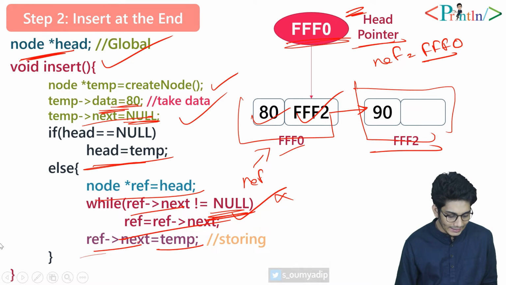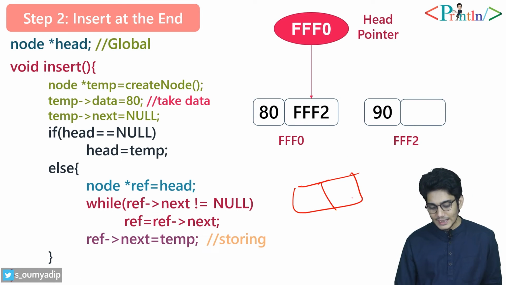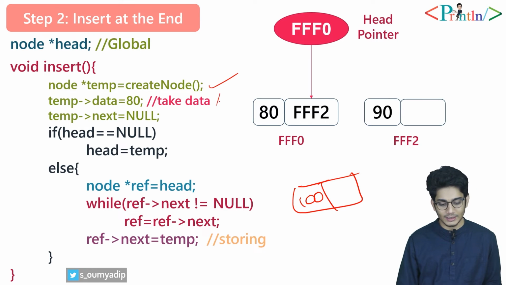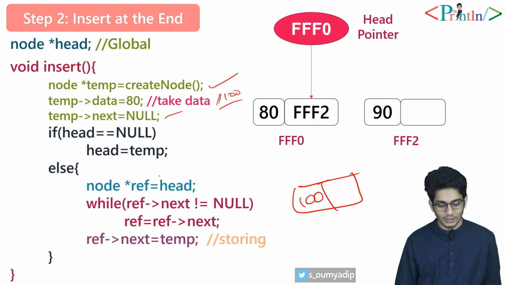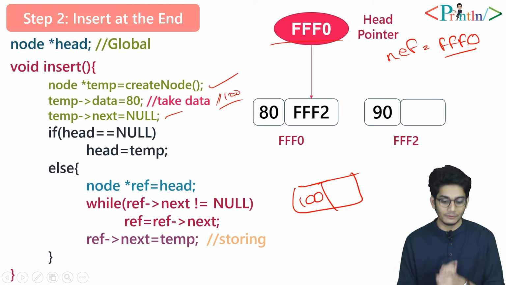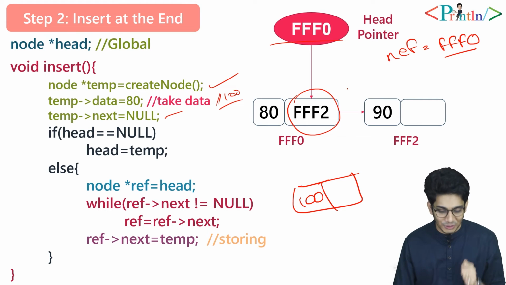Let's say that we'll add another node. For that we have declared another node, let's say 100. Now at first we have allocated the memory. Here we are adding 100, with null. Now our head pointer is not null. Our reference pointer is pointing to head. So at first, what is the value of ref? The value of ref is FFF0, right? Now what is the ref next? It's FFF2, so it's not null.